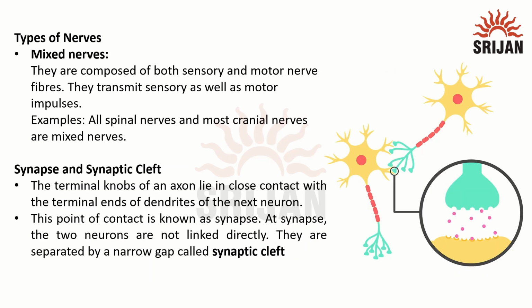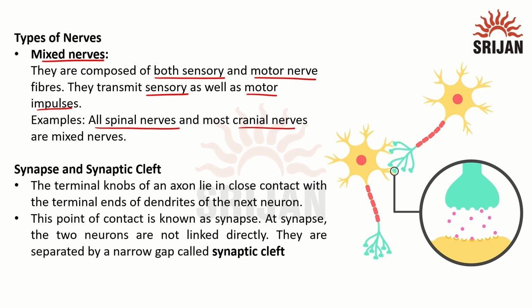The third type of nerves are mixed nerves. They are composed of both sensory and motor nerve fibers. They transmit sensory as well as motor impulses. Where are they found? They are the spinal nerves and most cranial nerves, which are termed as motor nerve plus sensory. So there will be mixed nerves.